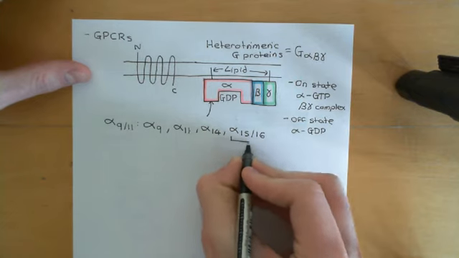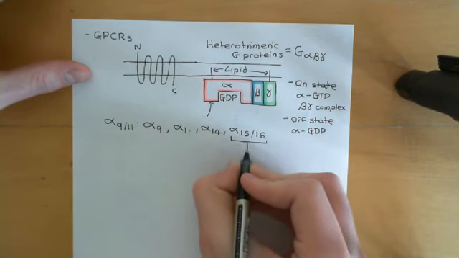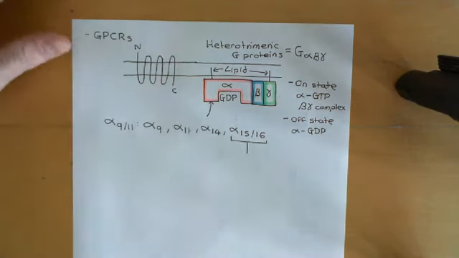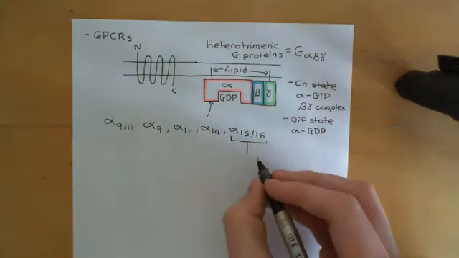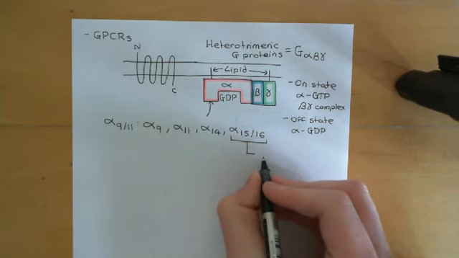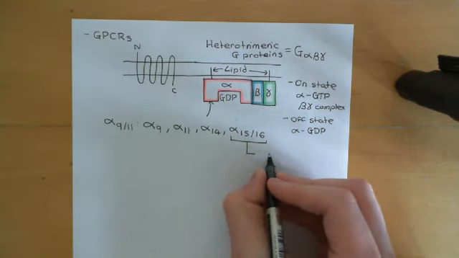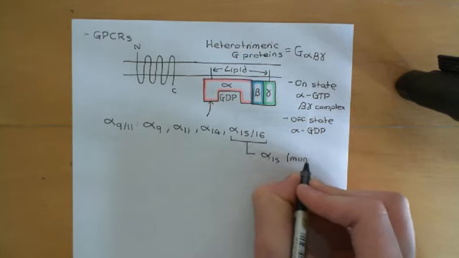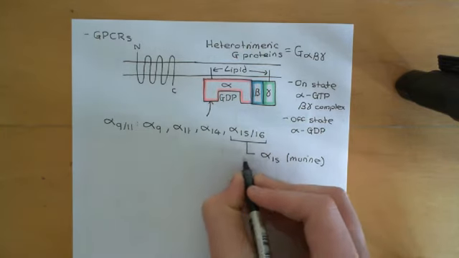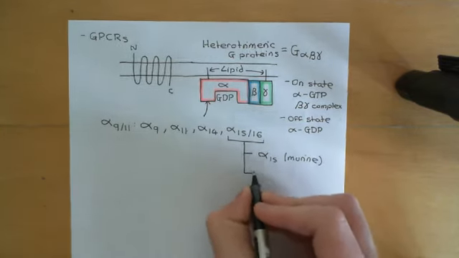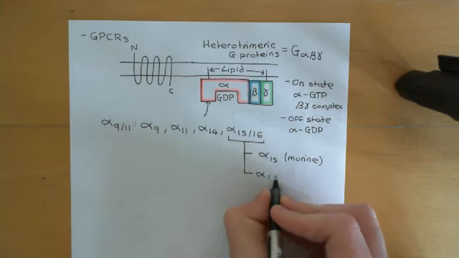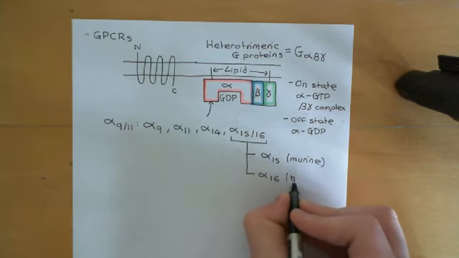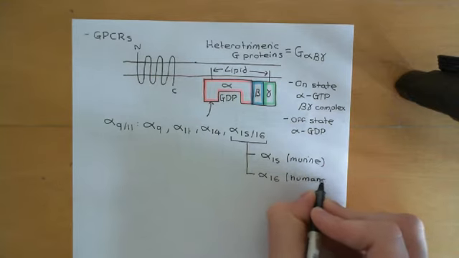Now, this is one alpha subunit, okay, and to convince you of that, I'll just tell you the story behind how it became known as alpha 15/16. Basically, the people working in mice discovered what they thought was a new alpha subunit of heterotrimeric G proteins, and they called it alpha 15. So this is the murine version, the mouse version. Okay, the people working in humans discovered what they thought was a new alpha subunit of heterotrimeric G proteins, and they called it alpha 16.